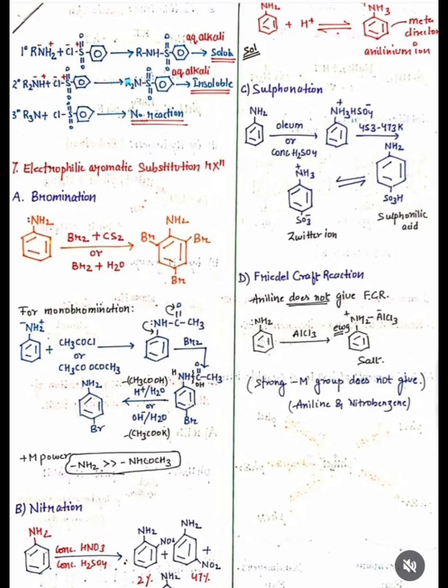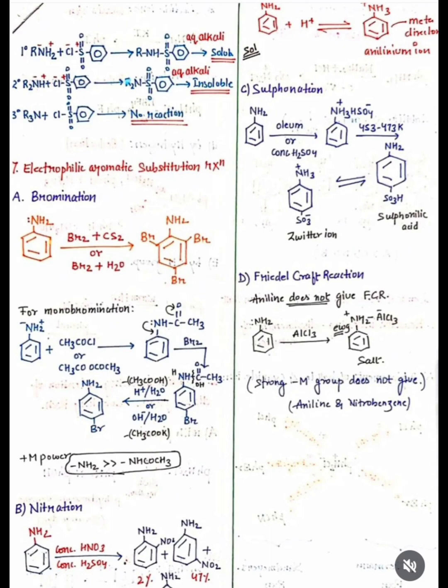So primary amine reacts with Hinsberg reagent and gives a product which is soluble in aqueous alkali, whereas secondary amine, when it reacts with Hinsberg reagent, will form a similar product but it is insoluble in aqueous alkali. Similarly, tertiary amines do not show any type of reactivity towards Hinsberg reagent.